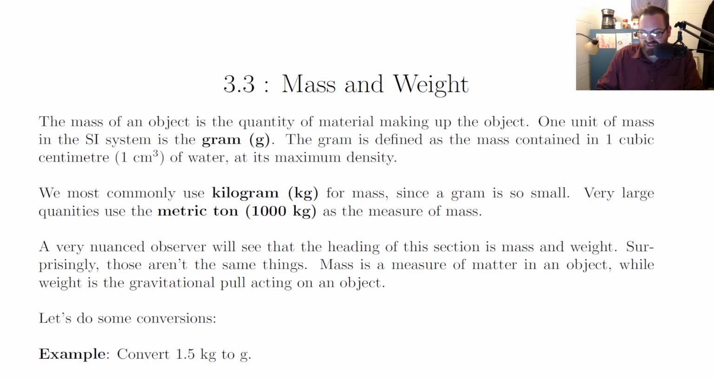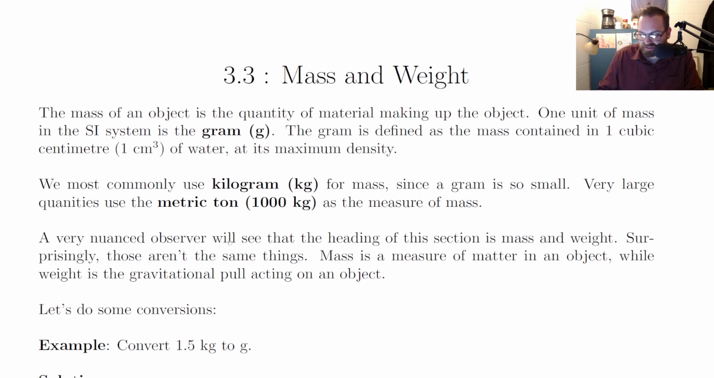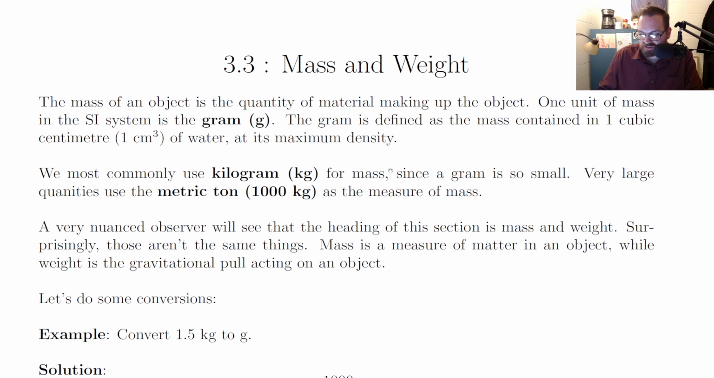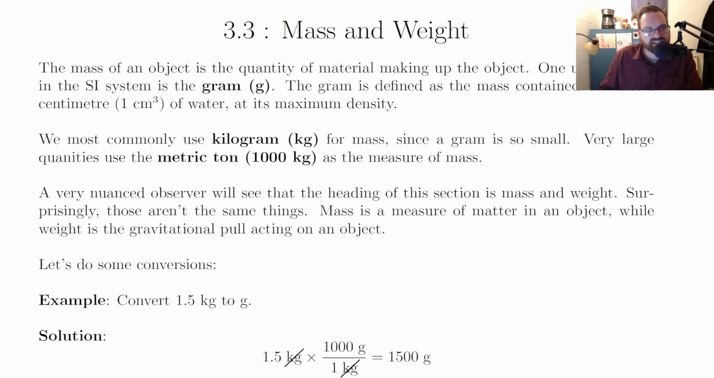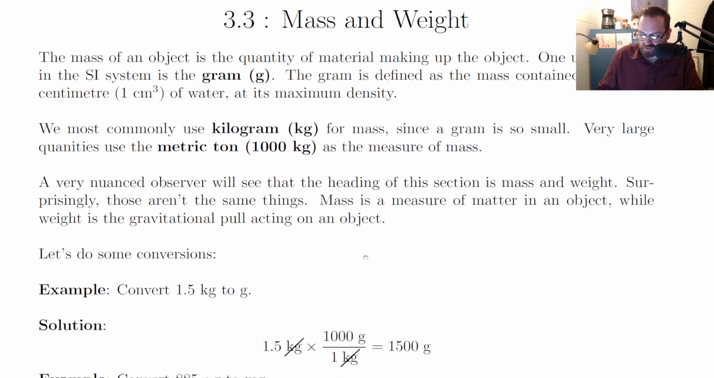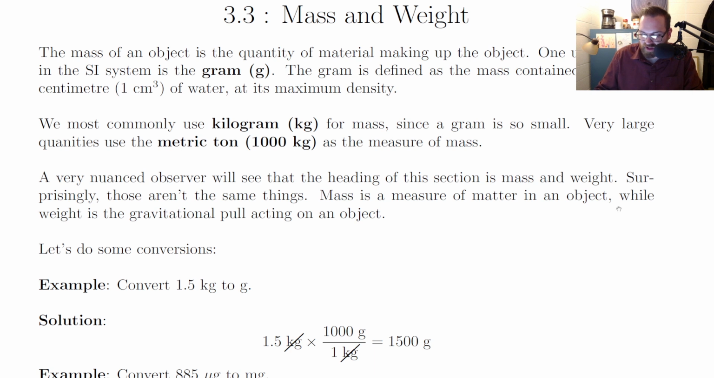A unit of mass in the SI system is a gram. It's the gram contained in 1 cubic centimeter. A gram is basically what is defined as water in a cubic centimeter, at maximum density. We generally will use kilogram for mass, but then super large quantities are metric tons. And again, talking a little bit about weight: weight is the amount of gravity that's being applied on a particular object. So mass is the measure of matter in an object, while weight is the gravitational pull.